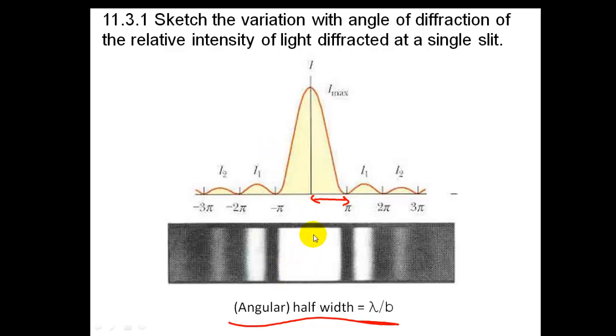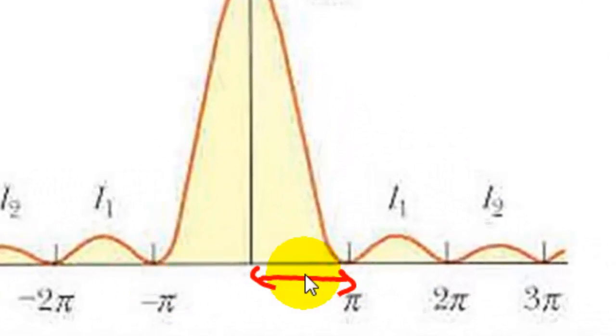Yeah, this angular half width, this is the angular width of the central fringe, the central beam. The half width is lambda divided by b, as we've just proved. And you see this corresponds to the first minimum. This next fringe is going to be there. This next minimum is there. Next fringe is there. But it gets much, much fainter. The central fringe is much brighter than the others.